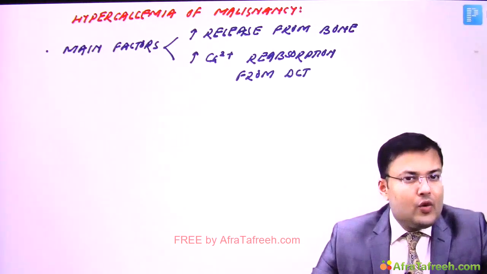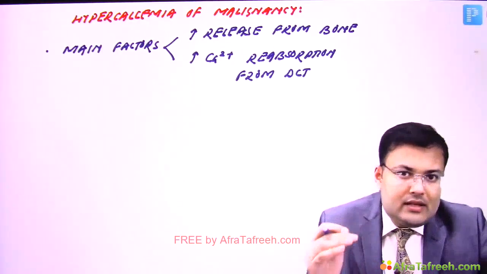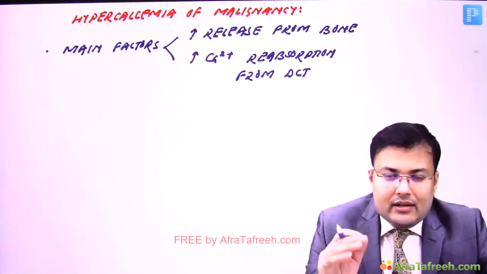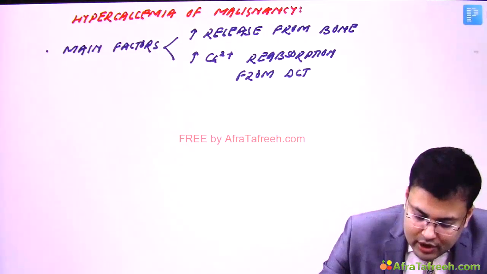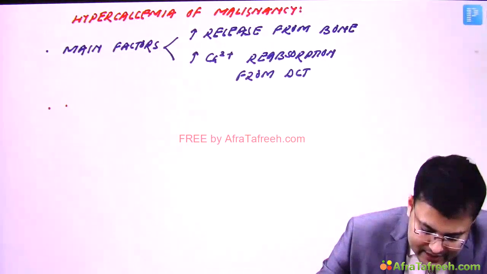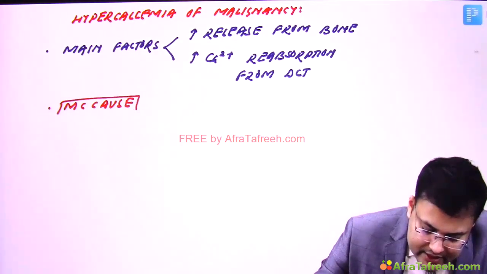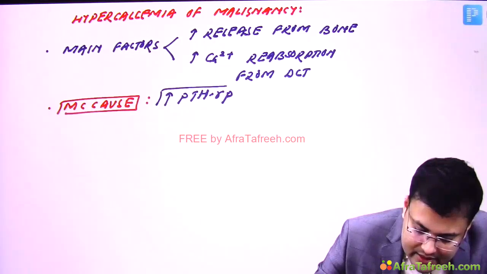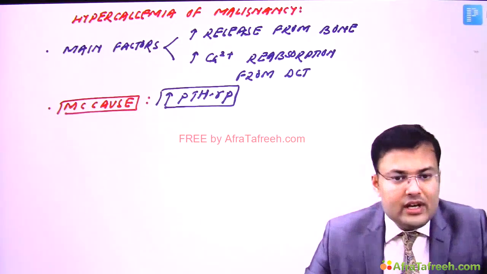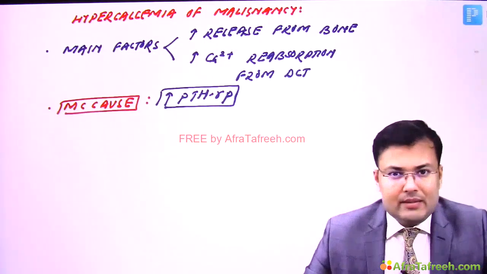Okay, when we were discussing the malignancies, we discussed that the malignancies which are associated with hypercalcemia produce one substance. So what is the most common cause of hypercalcemia of malignancy? The most common cause is increased release of what? PTHrP. Increased release of parathyroid hormone related peptide. This is the most common cause leading to hypercalcemia of malignancy.